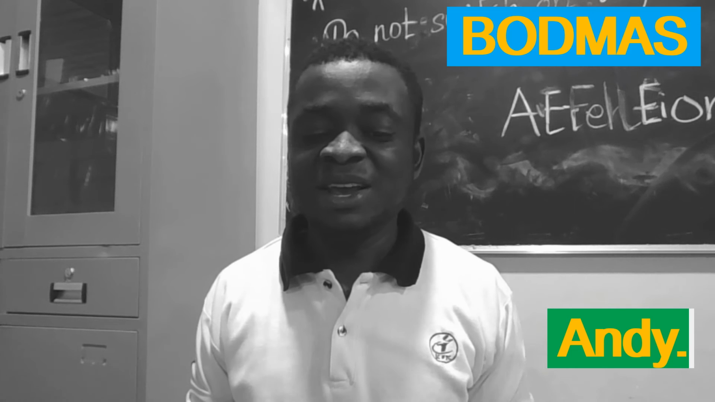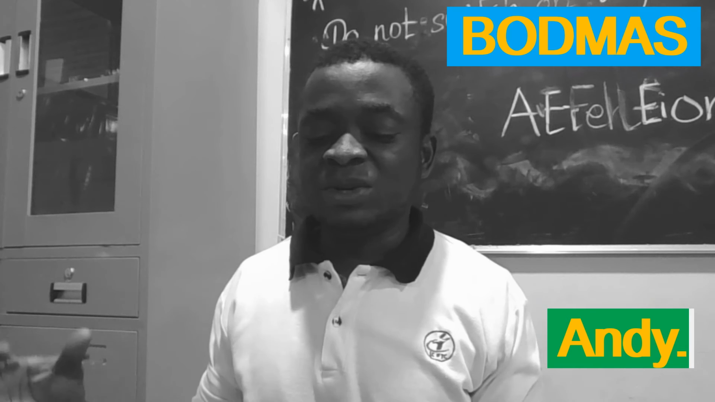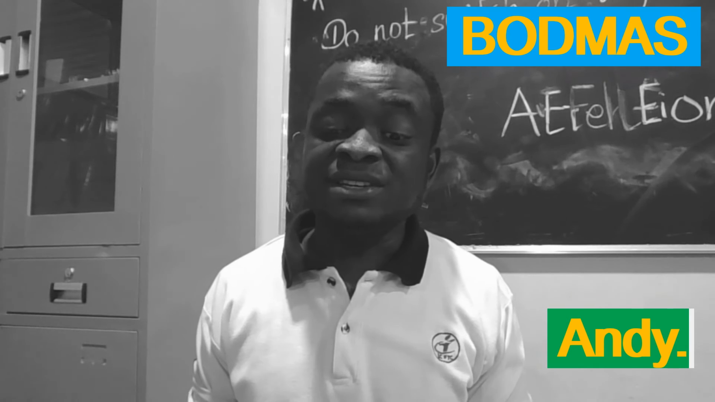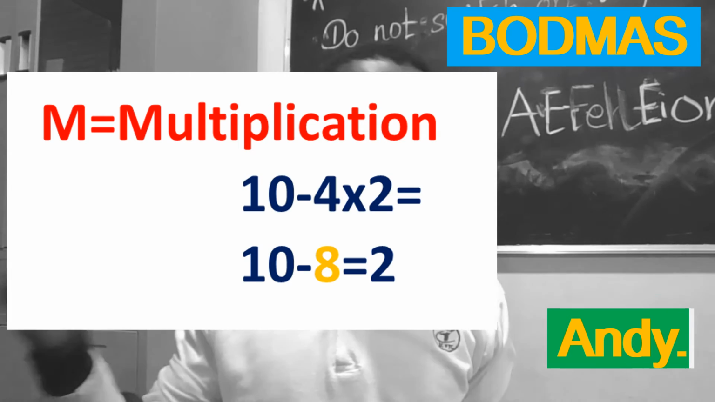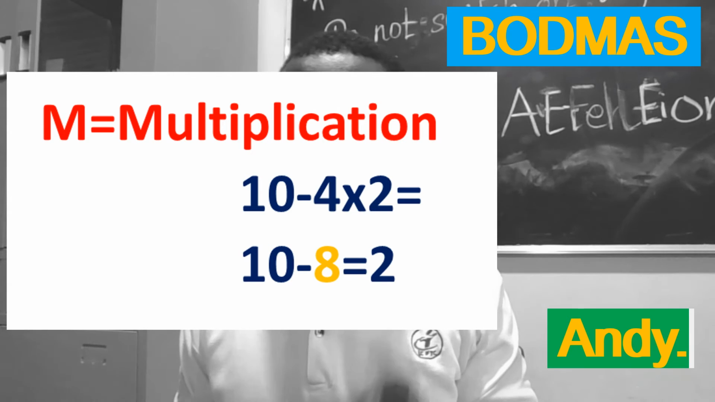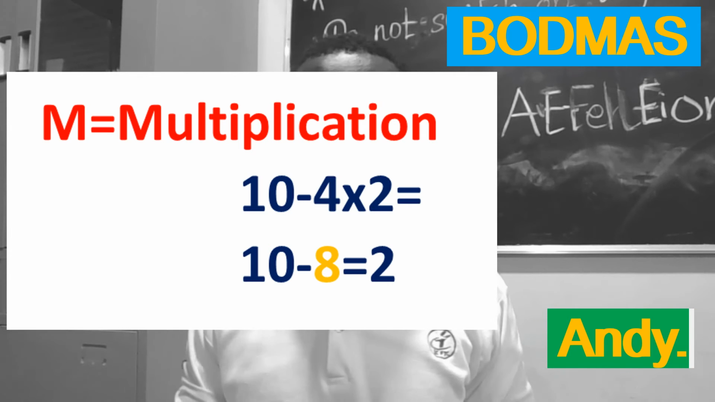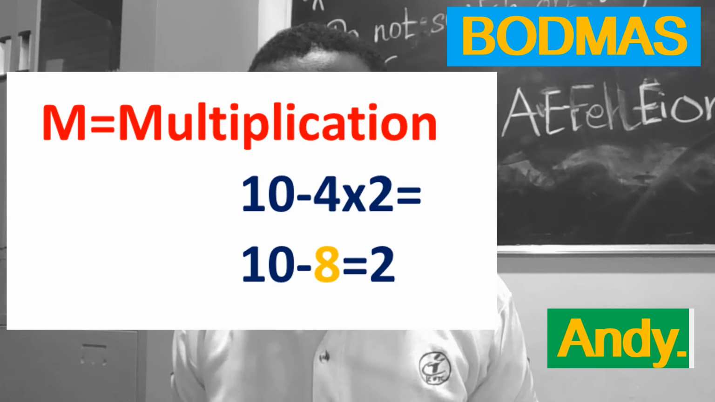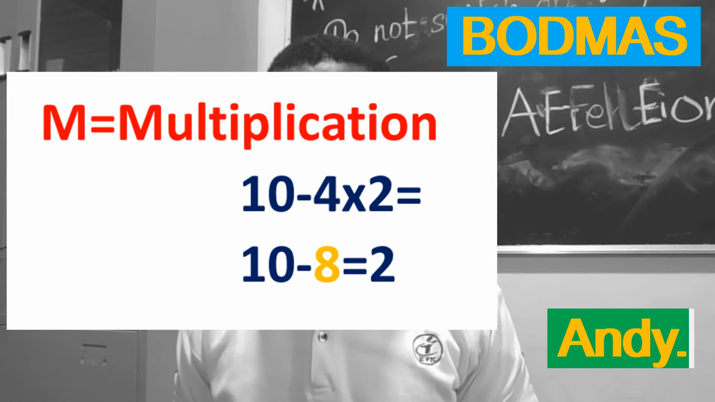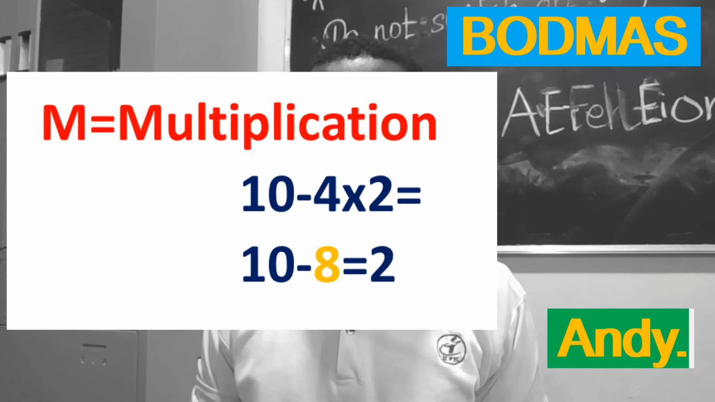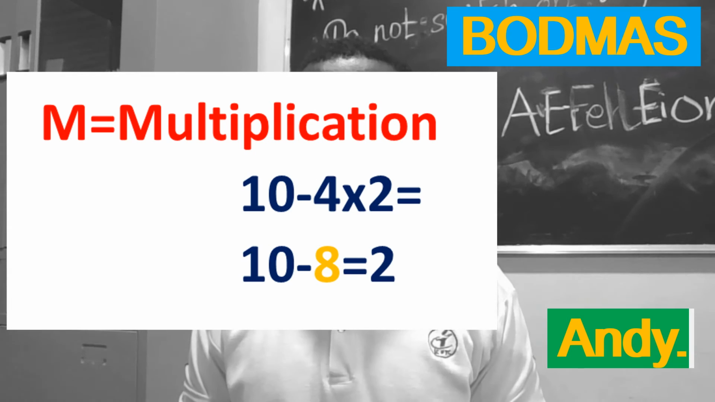Let's move on to the next one, which is the M. The M here is the multiplication. So after dealing with the brackets, you deal with the exponent or the power of, and the rest. You move on to division. If after the division you have a multiplication, you deal with the multiplication. So let's have one example of a multiplication problem here. We have 10 minus 4 times 2.